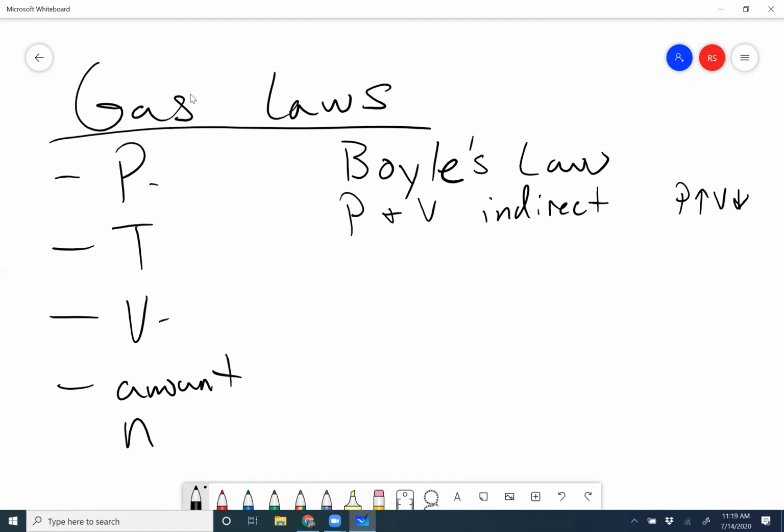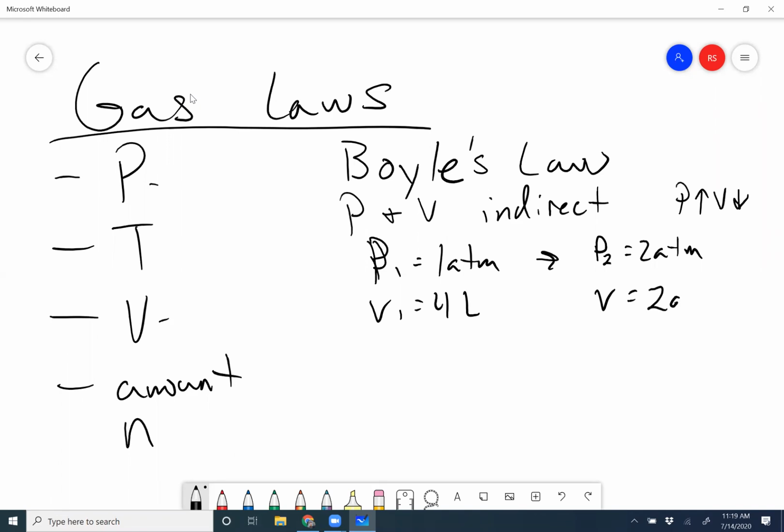So what do I mean by that? Well, say we had a pressure originally equaling 1 atmosphere, and we had a volume originally equaling 4 liters. Well, if we were to shift that pressure to 2 atmospheres, what he noticed is that the volume would go down by that same ratio. So if we doubled the pressure, we would halve the volume, 2 liters. And so what we have here is what's called an indirect relationship.